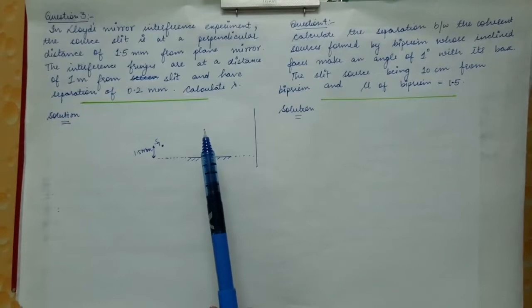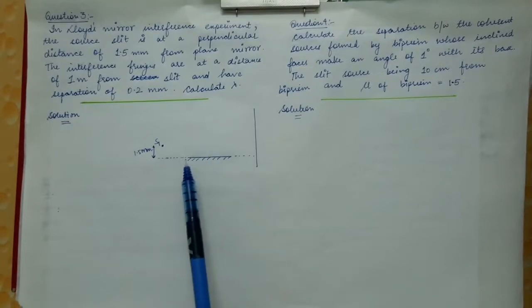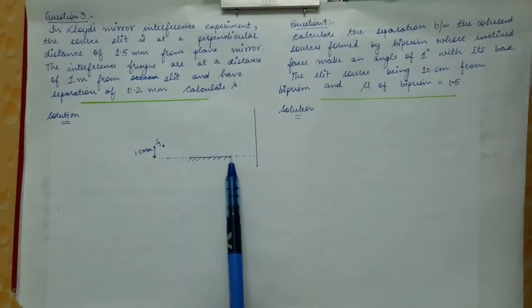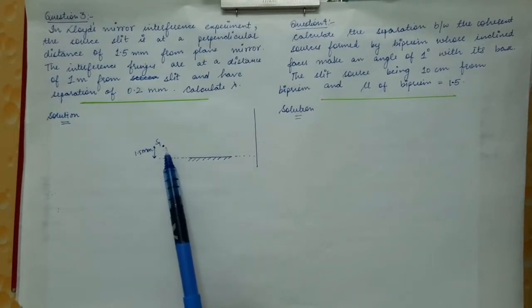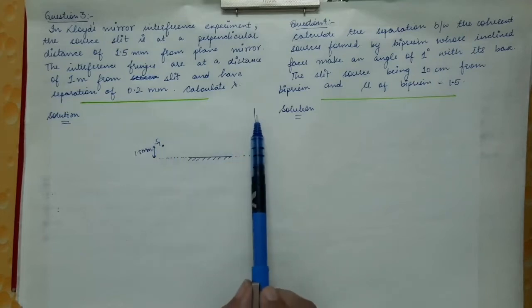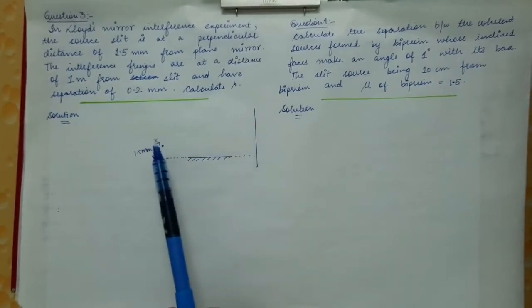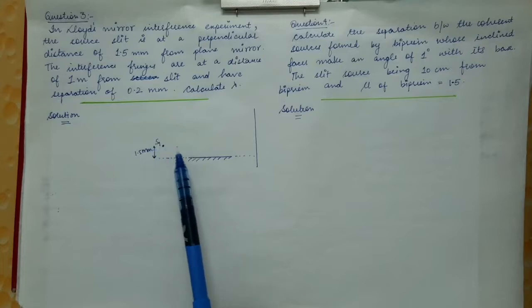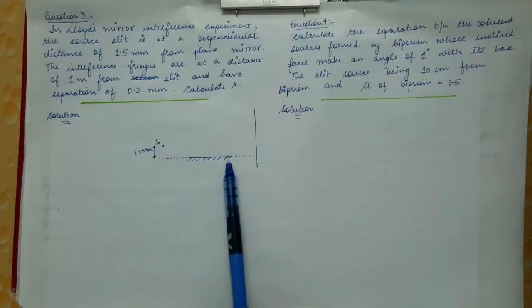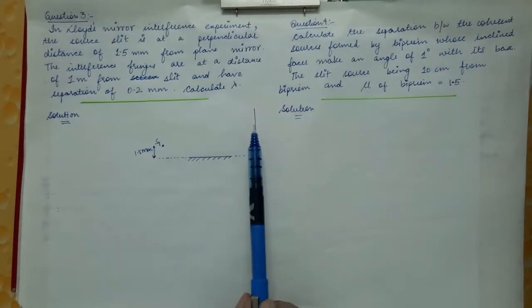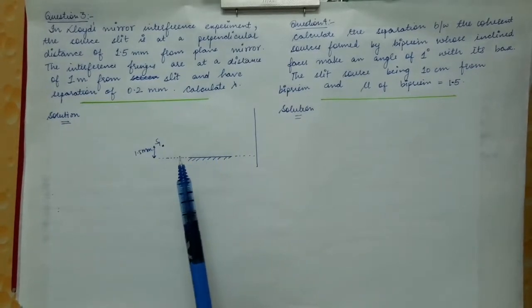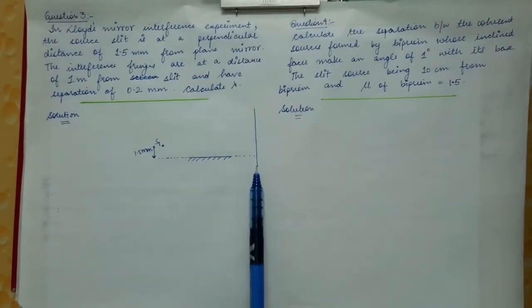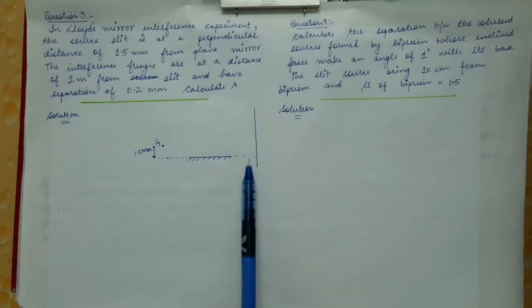Now what is the construction of Lloyd's single mirror? There is a single plane mirror and there is a source S1. Light from this source S1 directly falls on the screen, as well as the light from the source S1 gets reflected from the plane mirror, and after reflection it falls on the screen. So these two wavefronts interfere with each other and an interference pattern is observed on the screen.